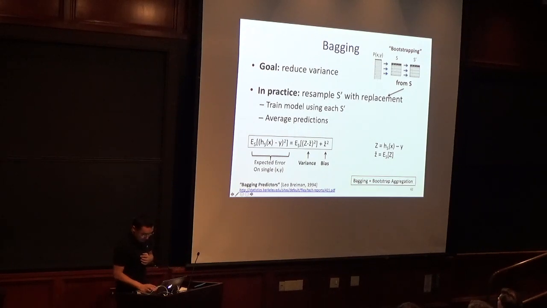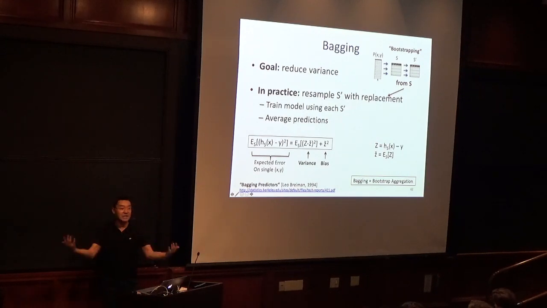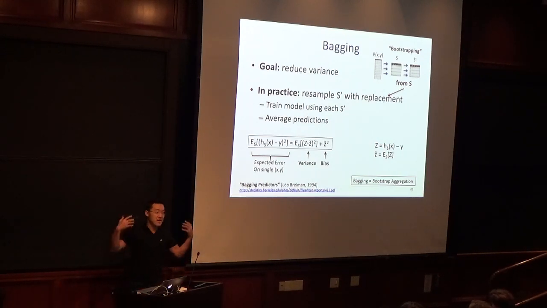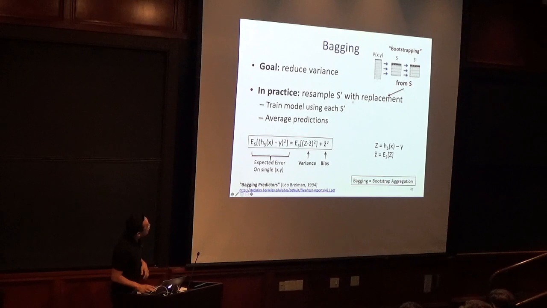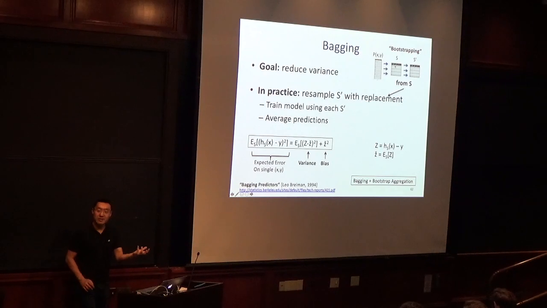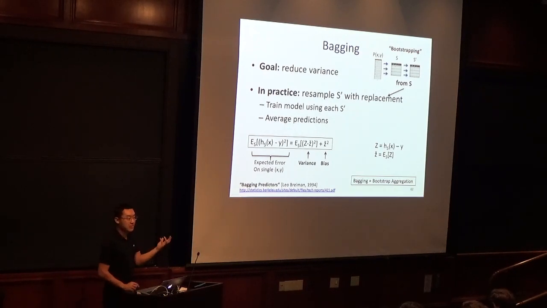But suppose instead we do something else, because in practice this thought experiment is impossible to implement. Typically we can't just go and recollect another training set from the distribution. So what we do instead is sample an S prime from our S, our one realization of the training set. We resample it with replacement to get an S prime. This process is called bootstrapping.